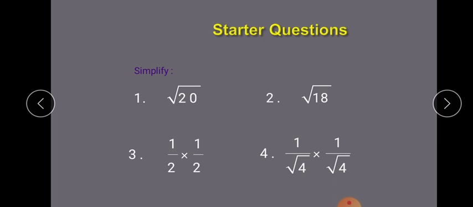Okay, let us simplify some more questions. Root 20. 20 means 4 into 5. So 4 is a perfect square. So 2 root 5. Root 18. So 9 into 2. So we can write it as 3 root 2.